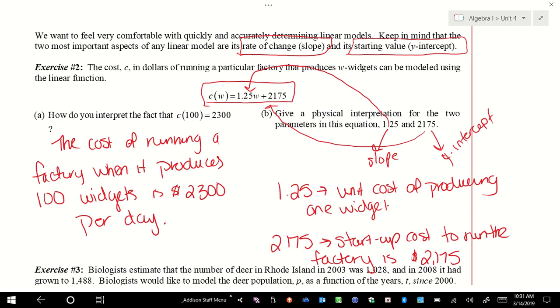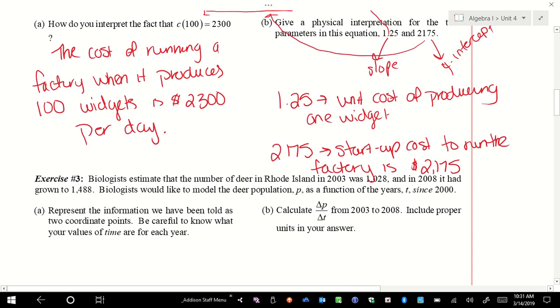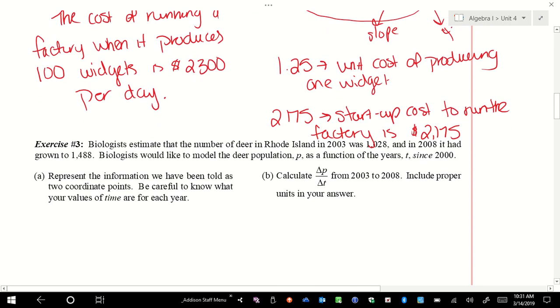Okay, let's keep applying these interpretations onto the next problem. You have biologists, and they're examining the number of deer in Rhode Island. They say in 2003, there were 1,028, and in 2008, it was 1,488. They want to model the deer population with the letter P and years as t. Here's a big thing: since 2000. We'll talk about what that means.